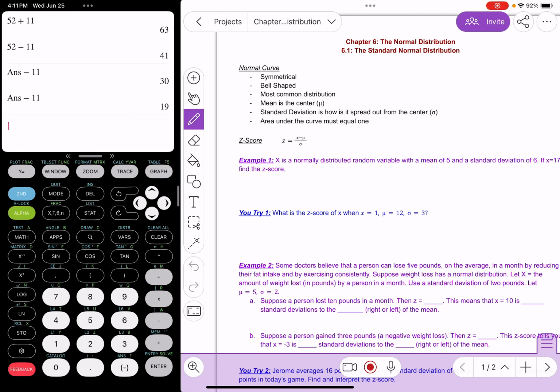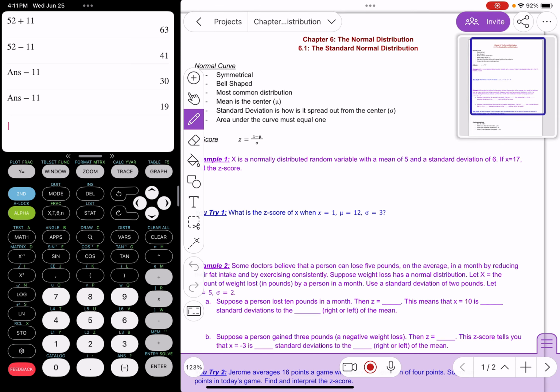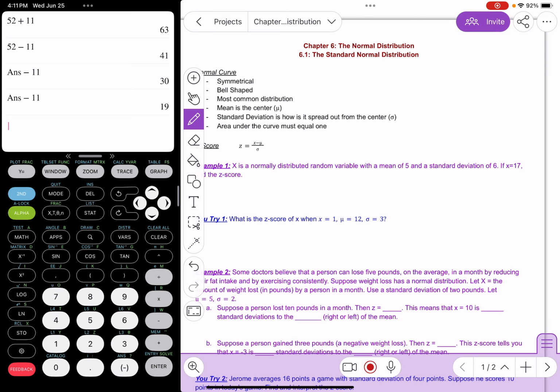Okay, so this is section 6.1, which is going to look at the normal distribution. And 6.1 looks at the standard normal distribution and the z-score. So our review is our normal distribution, or our normal curve, is that symmetrical or bell-shaped curve. It's the most common distribution that we see. And our mean is in the middle.